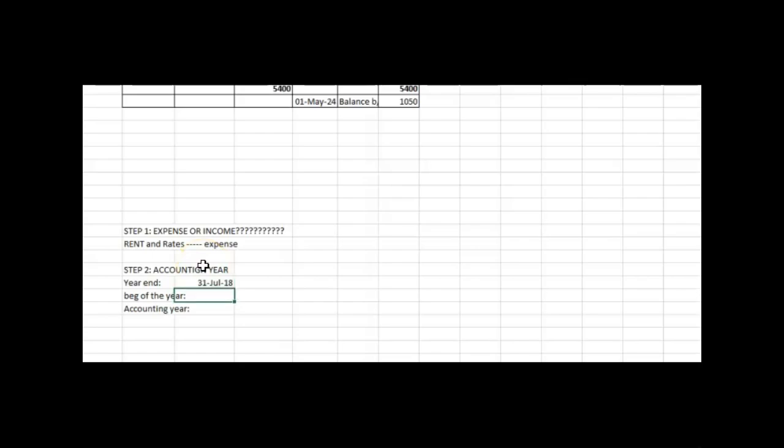Let's go to step 2, where we note down the accounting year. The purpose of knowing the accounting year is to know exactly for which months you should prepare the accounts, and knowing that helps to figure out whether there was any owing or prepayments at the beginning or end of the year. The year end of this question is 31 July 2018, so the beginning of the year is 1 August 2017. The accounting year is therefore from 1 August 2017 to 31 July 2018.